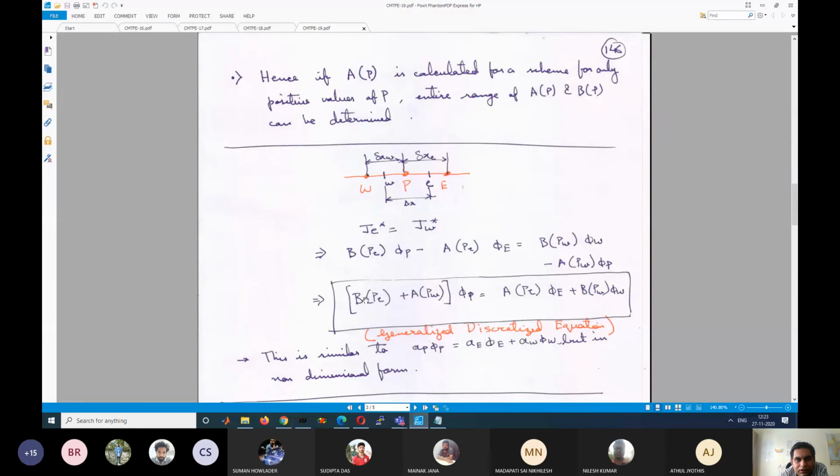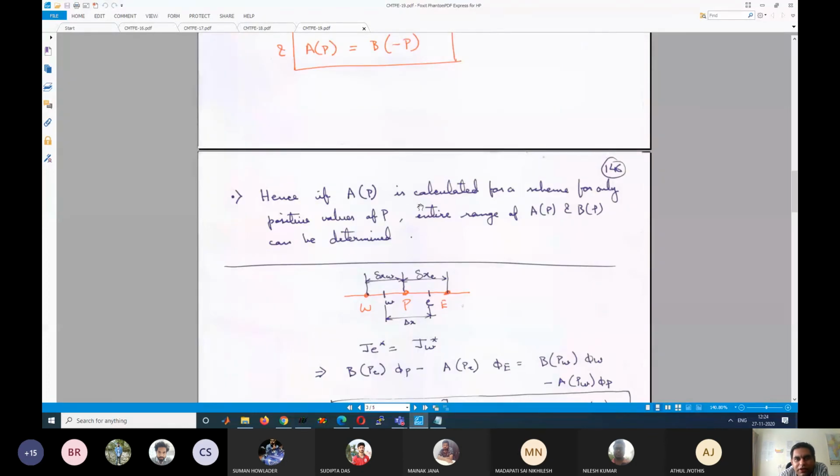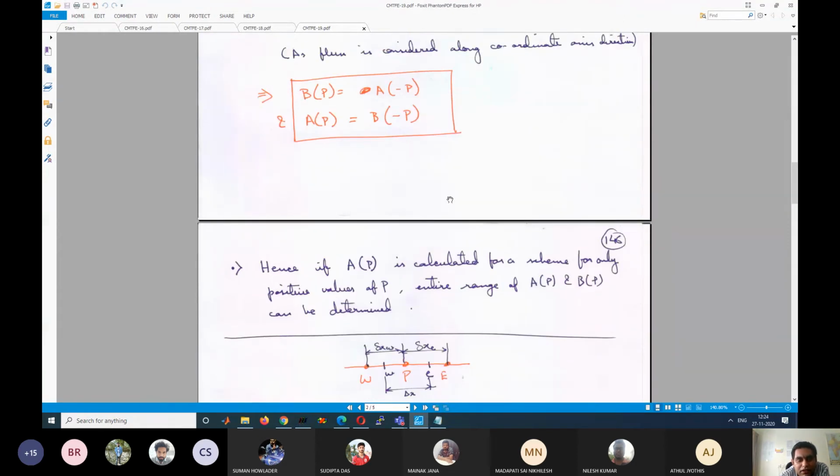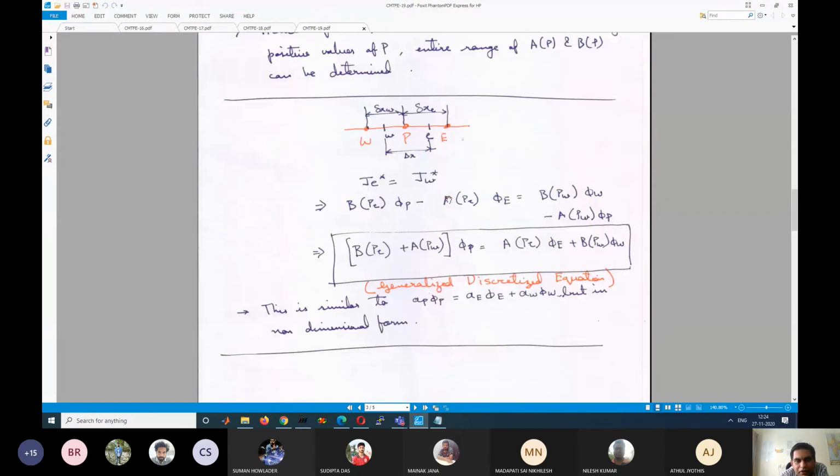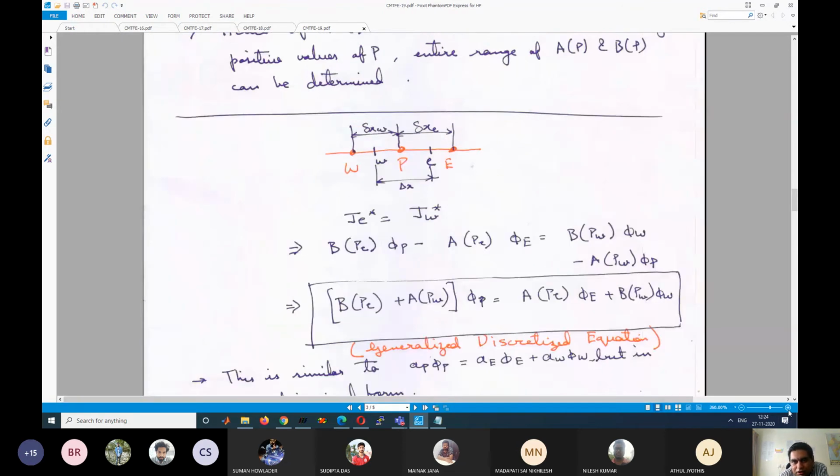So hence, if A of P is calculated for a scheme for only positive values of P, the entire range of A and B can be determined. This is the main significance or advantage of using this formulation. Okay, so now let us go to our standard notation.